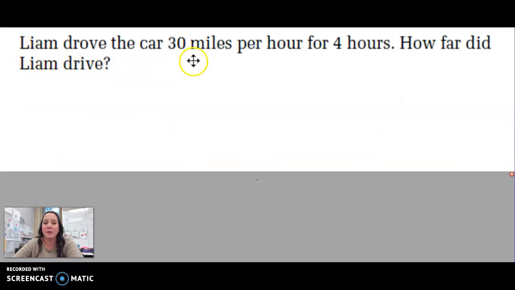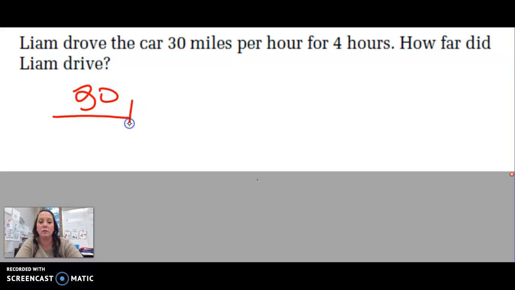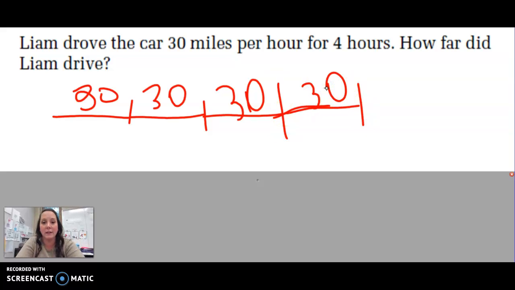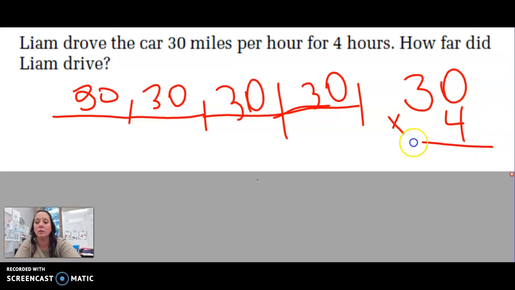Sometimes it tells us how many they drove per hour, and then they want us to find the rate for how far they would travel in 4 hours. In this case, if we are traveling 30 miles every hour for 4 hours, we would be doing repeated addition, or an easier way to solve is to do multiplication. So we would do 30 times 4 to figure out how many miles he would travel in that 4-hour time frame.